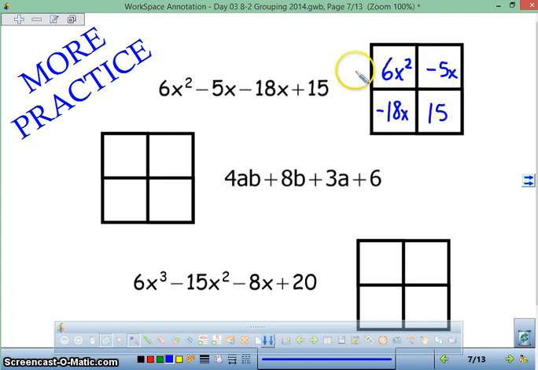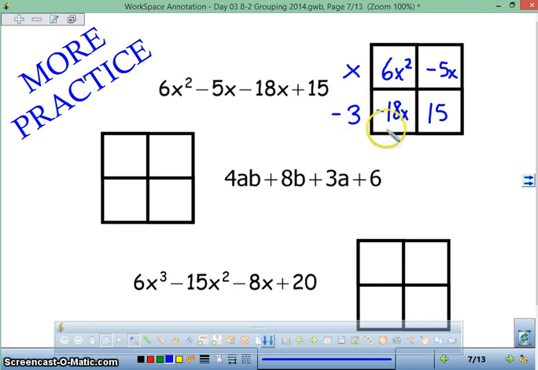Now we look for the GCF of each row and each column. Here we've got a negative sign. The rule is that you need to have the sign of your greatest common factor match the sign of the nearest box. So in this case, this one's going to be positive. And the greatest common factor is just x. Here, the greatest common factor is 3, but the sign of the nearest box is negative, so we're going to write negative 3.